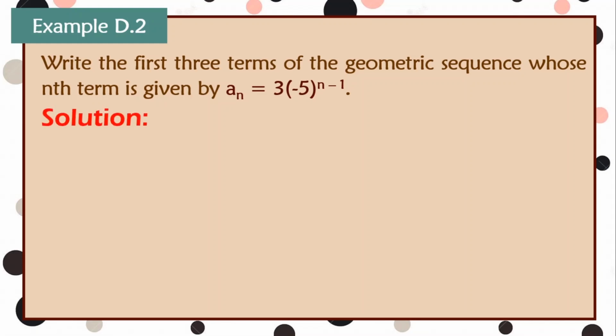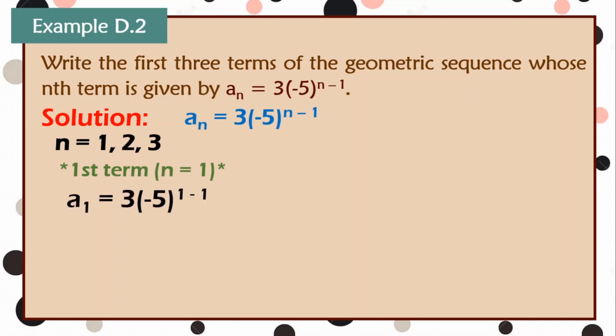For our solution, let's write the given formula. That is a sub n is equal to 3 times negative 5 raised to n minus 1. Since we're looking for the first three terms, the values of n are 1, 2, and 3. Let's start with the first term. If that is the first term, the value of n is 1.